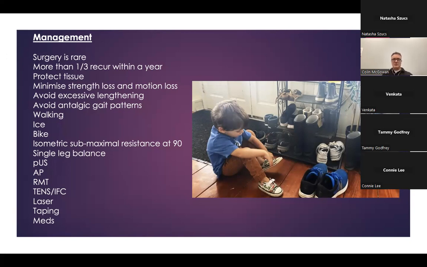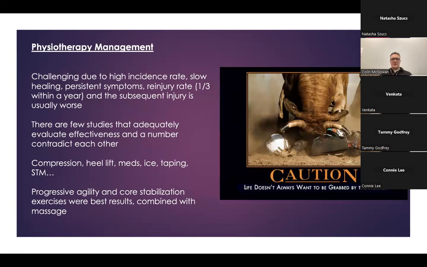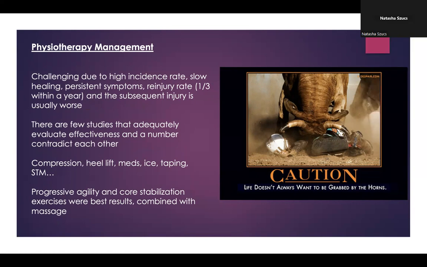Isometric submaximal resistance at 90, 60, 30 degrees, ultrasound, acupuncture, massage, TENS, IFC, laser, taping, meds, whatever tickles your fancy. Management, again. So this can be tough just because it's so common to re-injure it. And quite often the following one will be worse. So I found there weren't an awful lot of studies, and some of them were contradictory. They refuted claims of other studies. So there certainly has to be a lot more studying done on this.